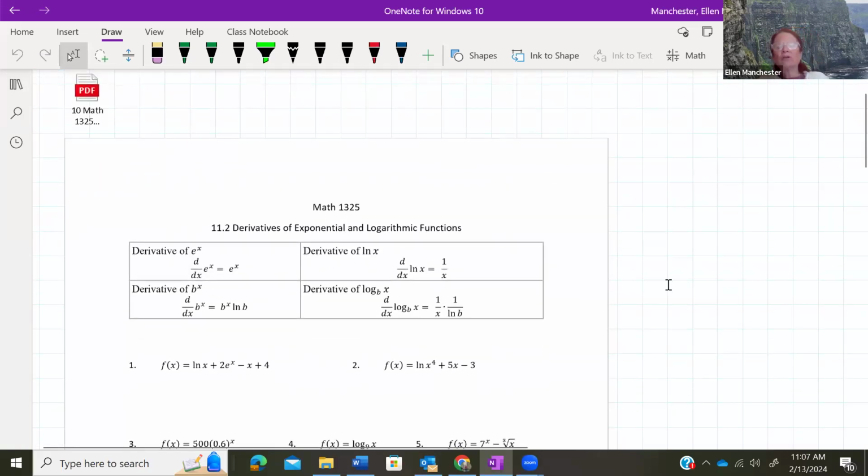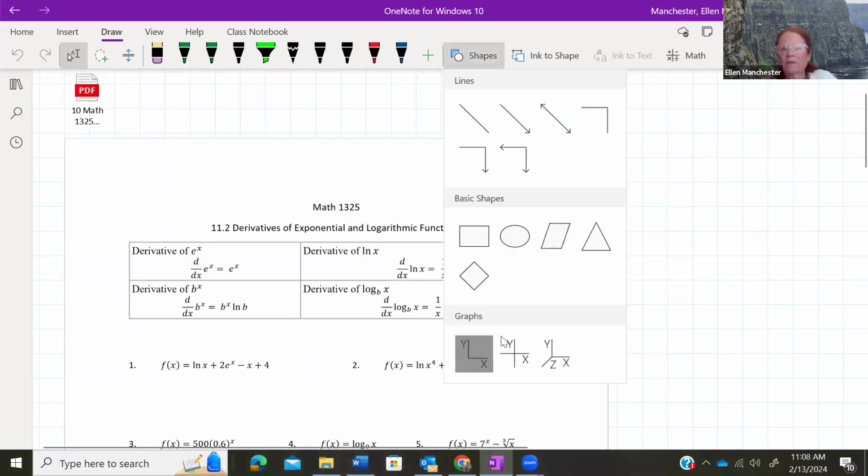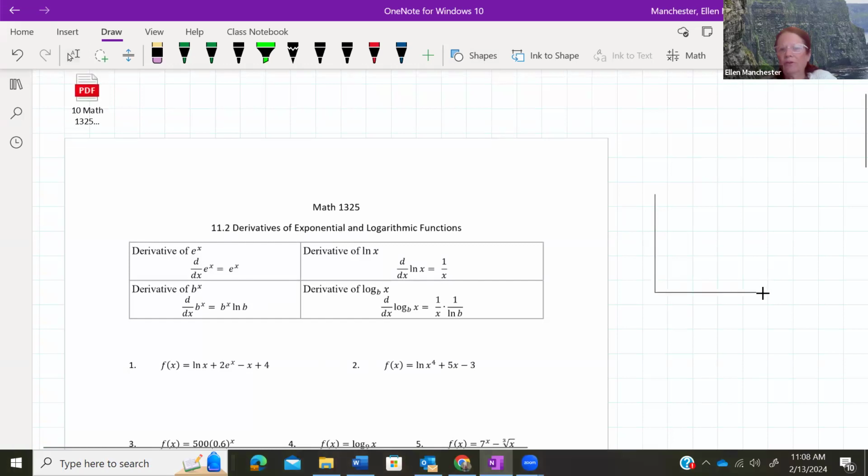Okay, so remember, with the derivative, derivatives are always about slope. That's all a derivative is, just finding the slope.